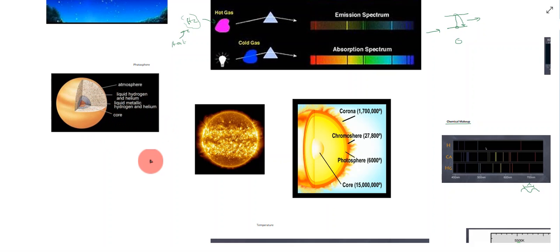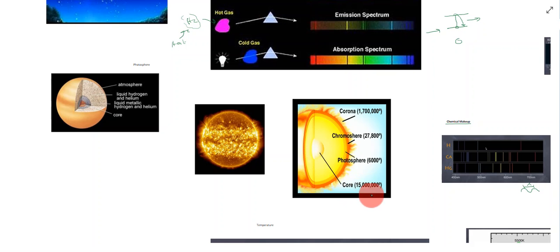And hydrogen, what's happening is the hydrogen is being crushed together under massive pressure, and it's producing helium. It's basically liquid metallic hydrogen and helium. So you have this fusion that's happening, and that's generating huge amounts of energy. And then if we have a look here, you have the core, which is extremely hot. As you can see here, these are the temperatures you're talking about.